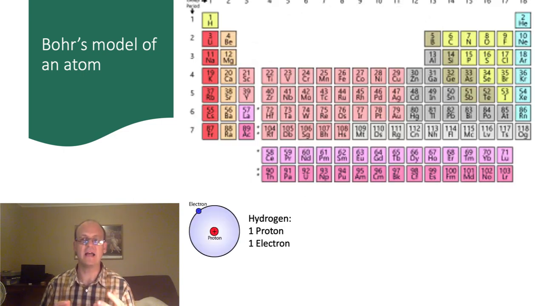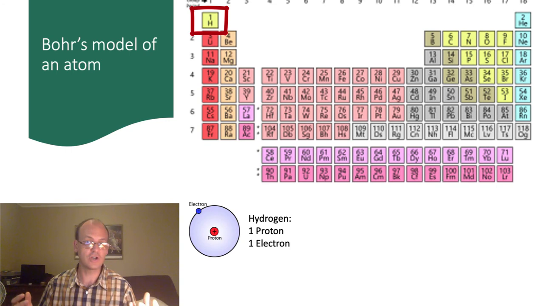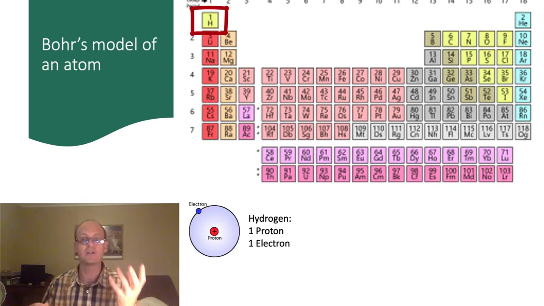So let's start with the simplest atom, hydrogen. In this case, the atom has one proton surrounded by one electron. The atom as a whole has no charge because the negative charge of the electron offsets the positive charge of the proton in the nucleus. Notice that in this model of the atom, the electron has a fixed distance from the nucleus.